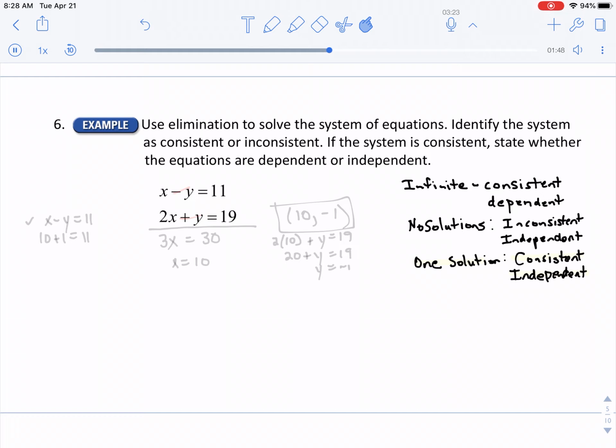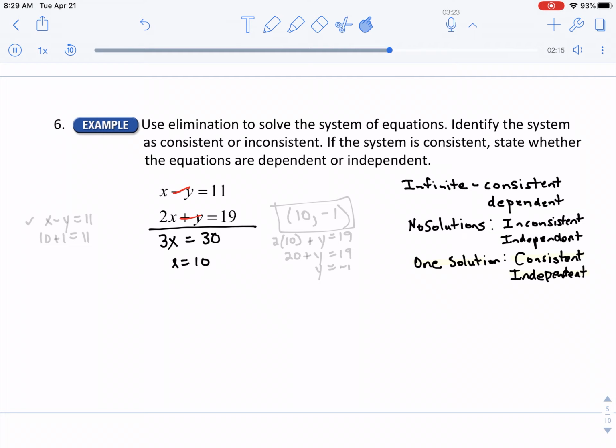Well, since there's a negative y and a positive y, the first equation has a negative y, the second one has a positive y, all we have to do is add those two equations together. When we add them together, 1x plus 2x is 3x. The y and the negative y makes 0, so they're gone. And then we've got 11 plus 19, which is 30. Divide both sides by 3, and you get x equals 10.